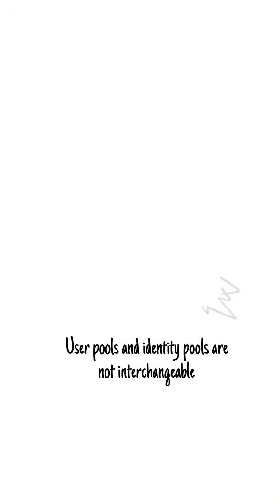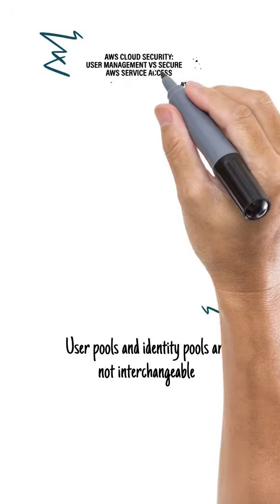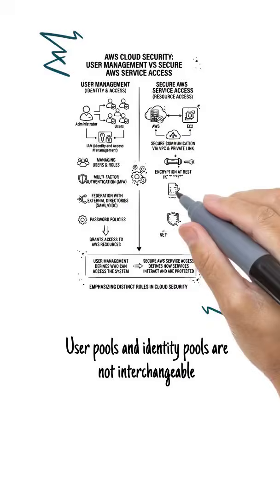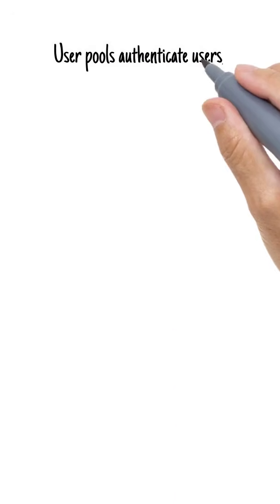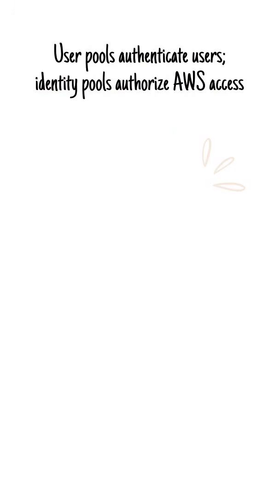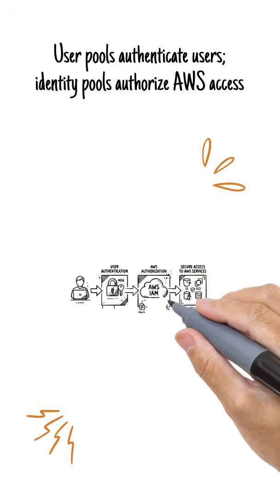If your goal is managing users, logins, passwords, and federation, you want a user pool. If your goal is giving those users secure access to AWS services, you want an identity pool. So, in one sentence, user pools authenticate users, and identity pools authorize access to AWS.